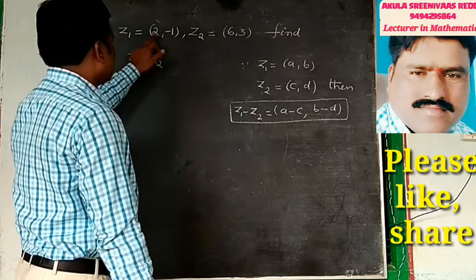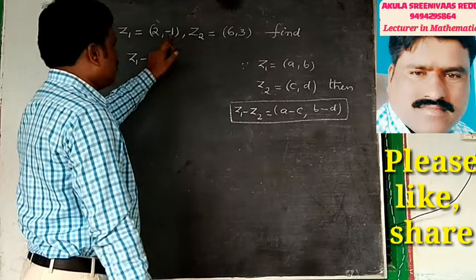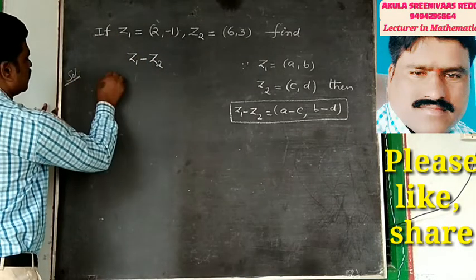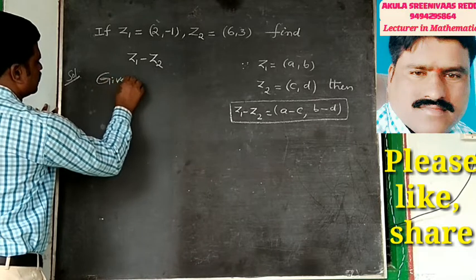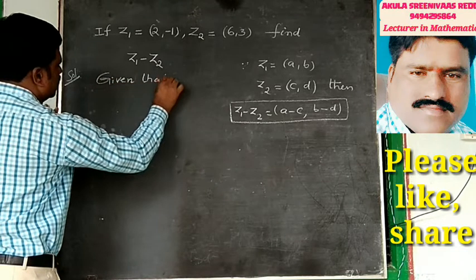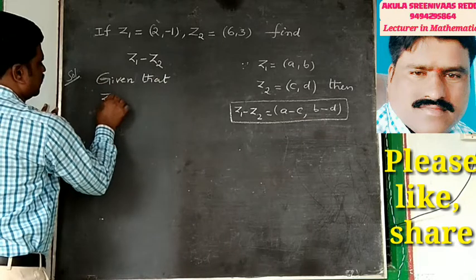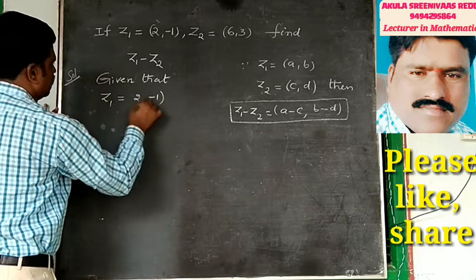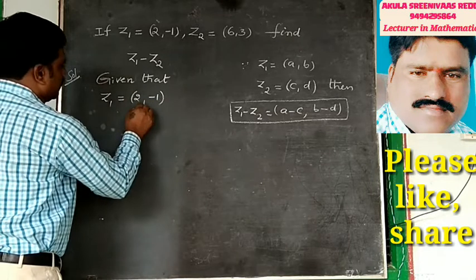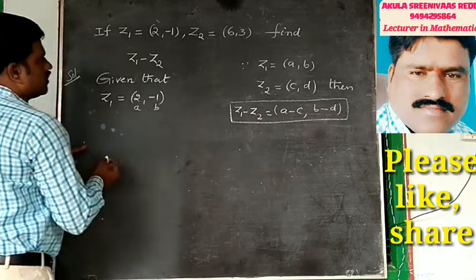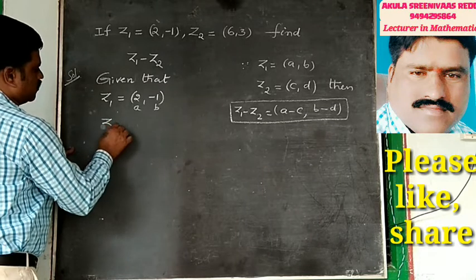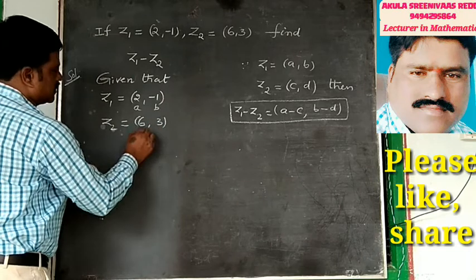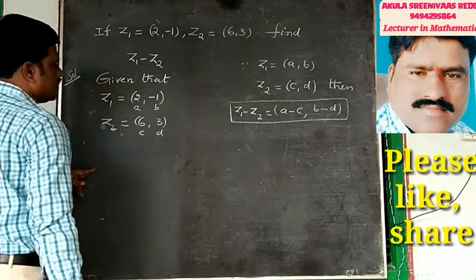Z1 is equal to 2 comma minus 1. So given that, solution: given that Z1 is equal to 2 comma minus 1. This is A and this is B. Next, Z2 is equal to 6 comma 3. This is C and this is D.